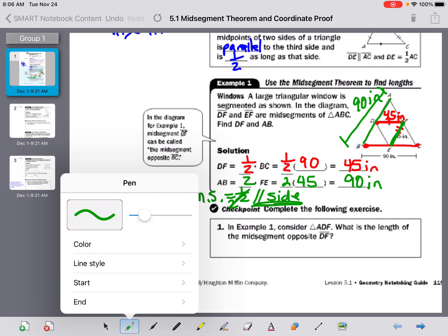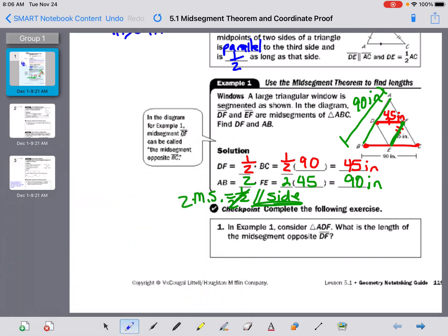All right, for example 1, it says go right back up to the same picture we were looking at, triangle ADF. ADF is this top one up here, okay? So I'm just going to redraw it here so we can work with it. Let's see, D's over here, A's up here, F is here. And we already found that we have 45 inches on this mid-segment that DF was, okay? It says, what is the mid-segment opposite DF? So here's DF. Can I find another mid-segment up here? Sure, I find the midpoint between these two. I join them. How long would this mid-segment be?